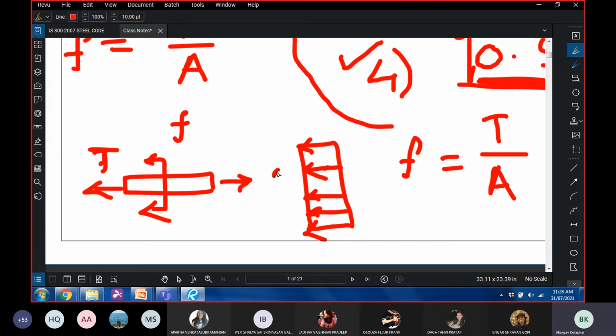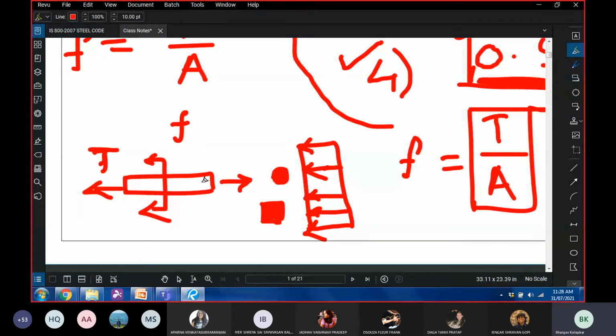Now, it might be a circular section, so this is the area that we are talking about. It might be a rectangular section, so this is the area that we are talking about. If I just divide the tensile force by area, I get what is called a tensile stress. And the tension members carry a uniform tensile stress, which means that the stress at every point, at this point, at this point, at the center, everywhere it's the same. It is T upon A.